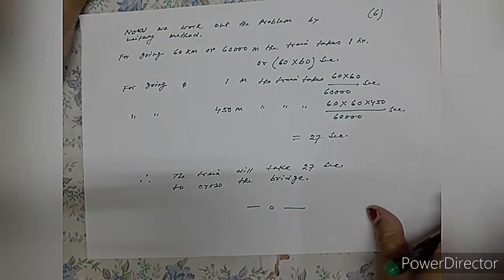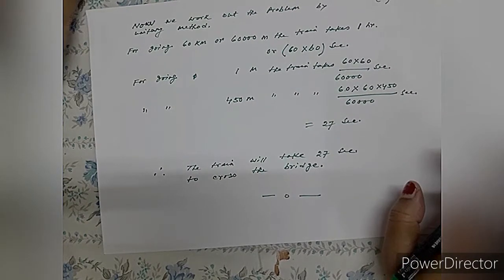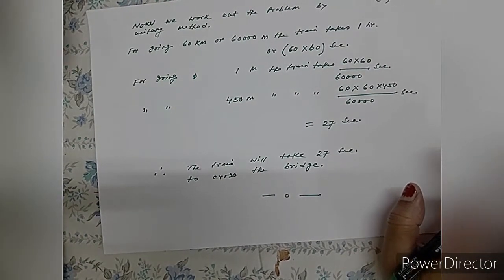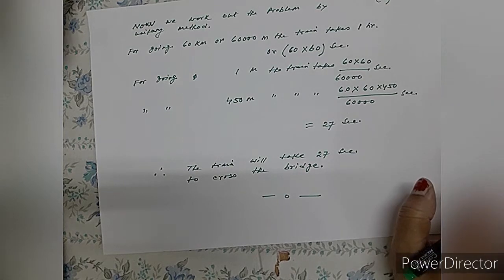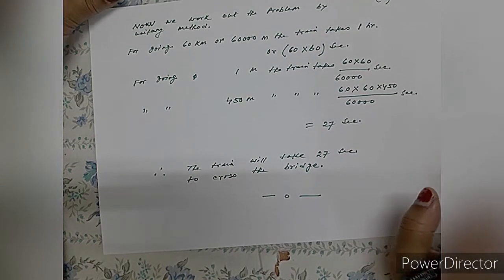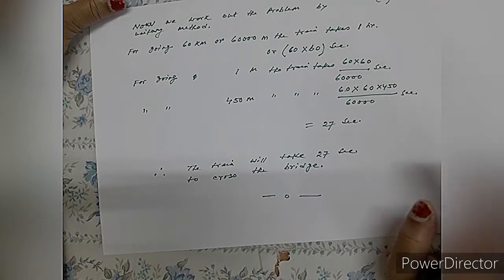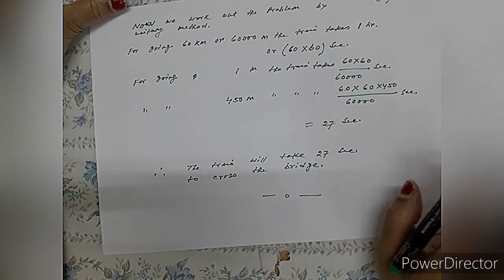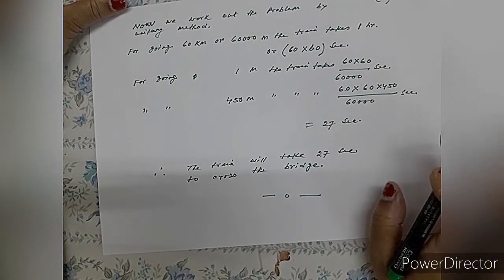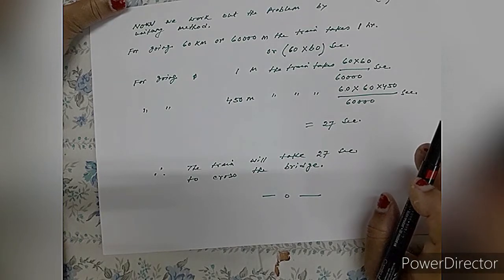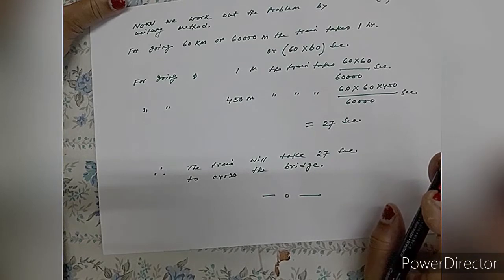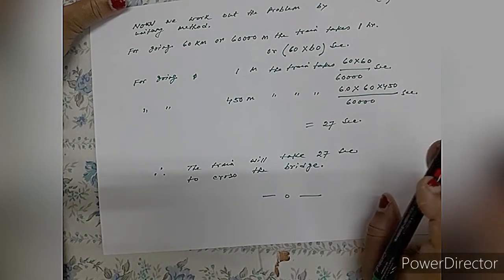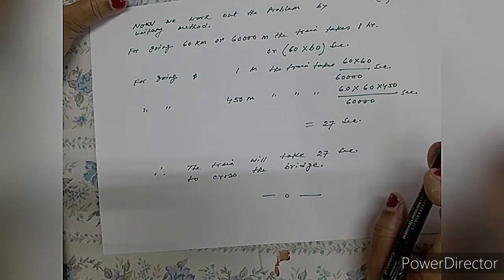So, today you got 2 points. One point is, if a train has to cross a vertical object, the horizontal length is so negligible that it is not considered. So if the train crosses a vertical object, then only the length of the train is to be taken to calculate the time.